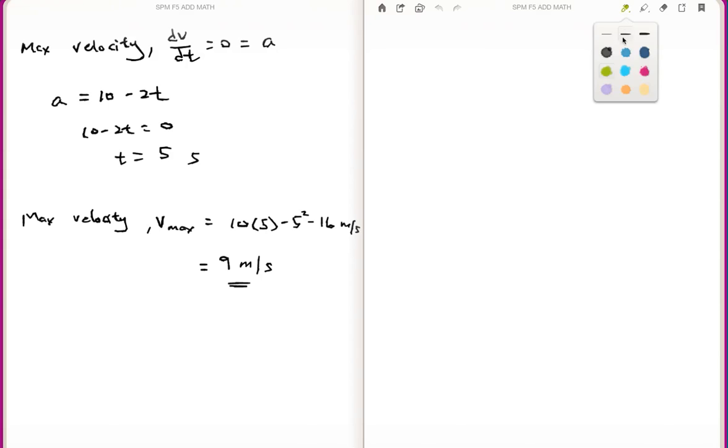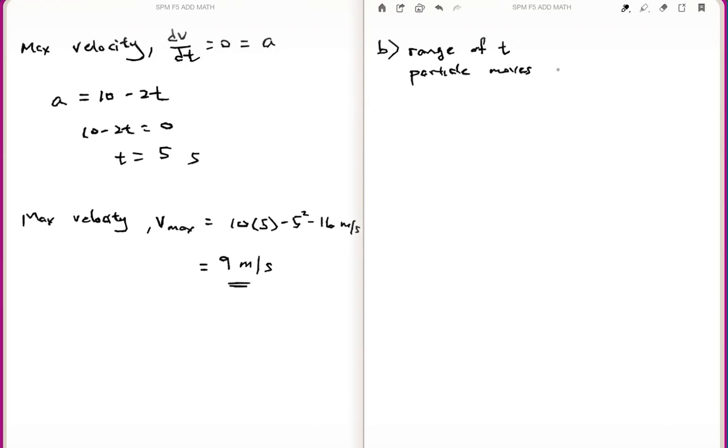As for part B, maybe they'll ask for the range of t at which the particle moves to the right. Because from the question given, it's initially moving towards the left.